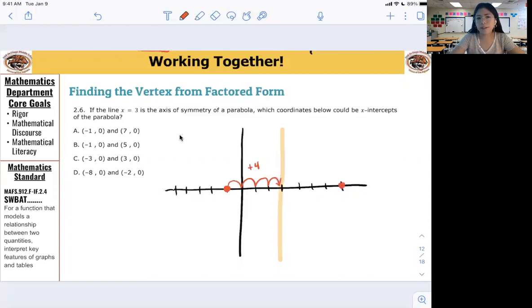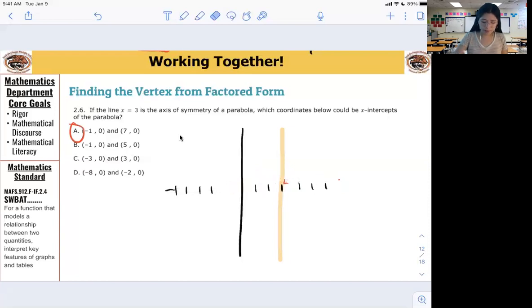How far away is +7? 1, 2, 3, 4 in the other direction. So they're both 4 units away from the axis of symmetry. So A is actually the correct answer. But let's look at why the other ones are not correct.